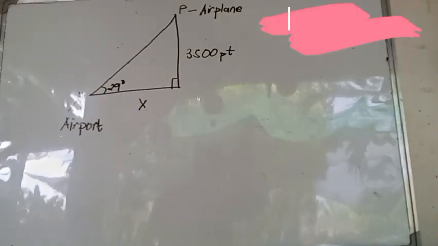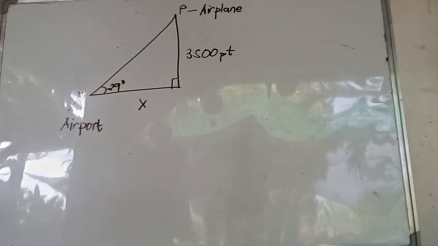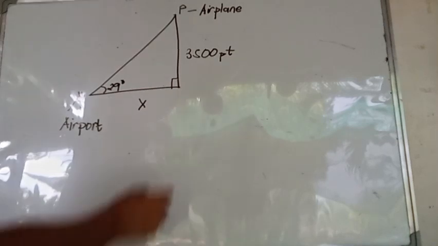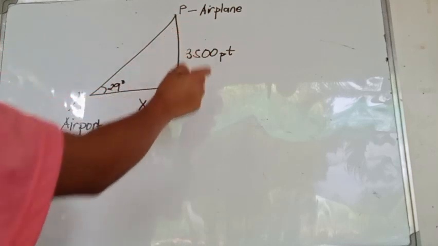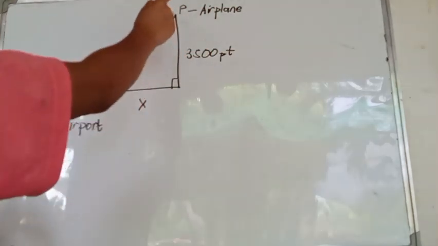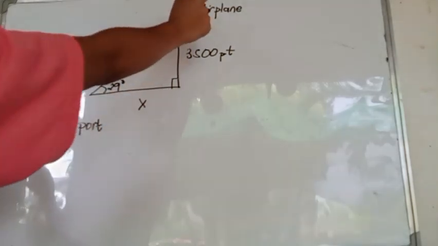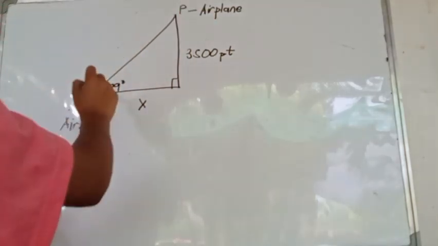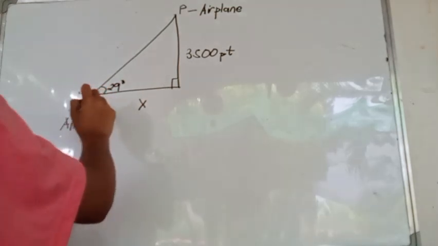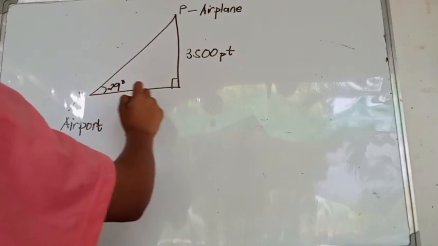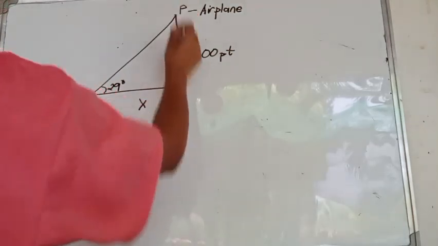Now, let's put it in a real-life situation. Suppose a plane is at an altitude of 3,500 feet and the angle of elevation from the airport, which is this angle, is 29 degrees. This is the airport and this is the airplane. What is the horizontal distance between the plane and the airport?